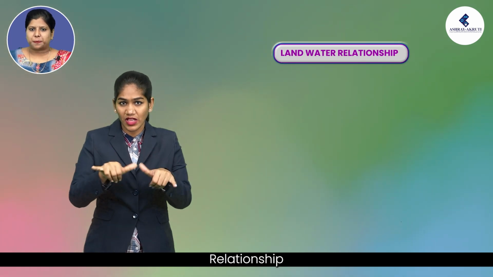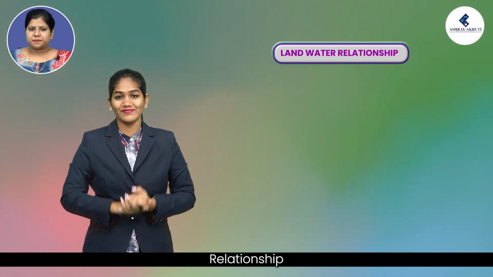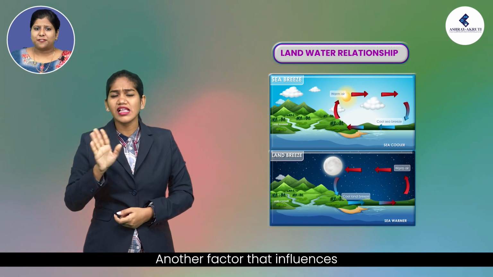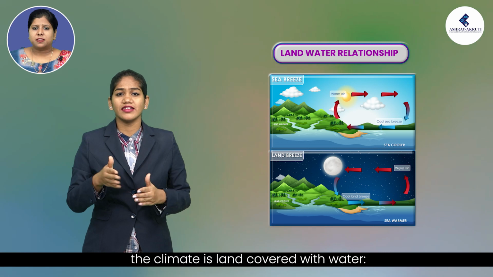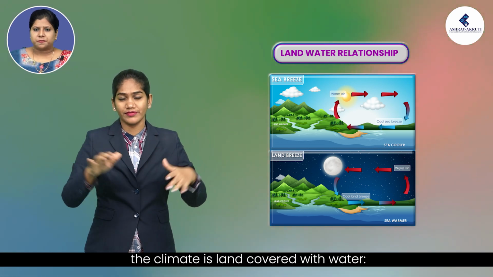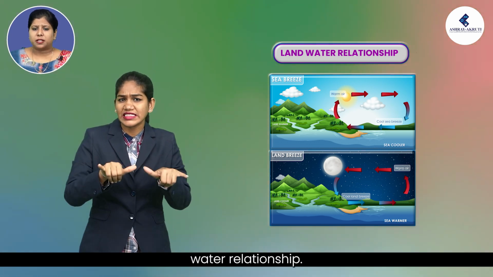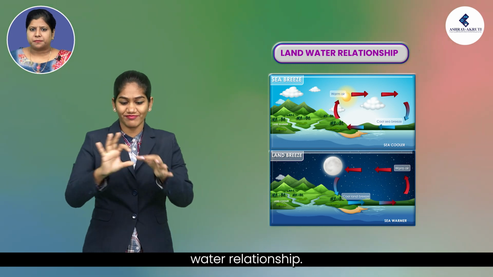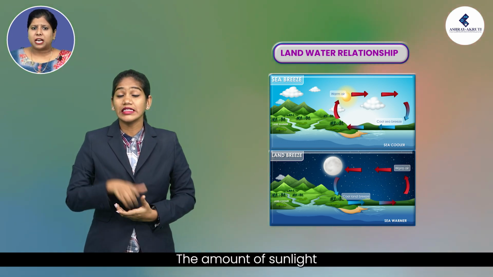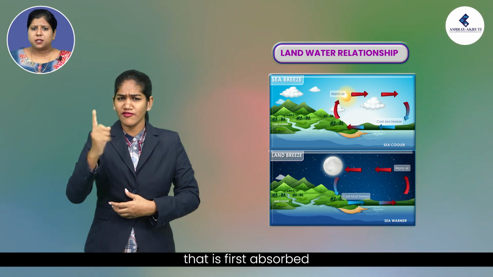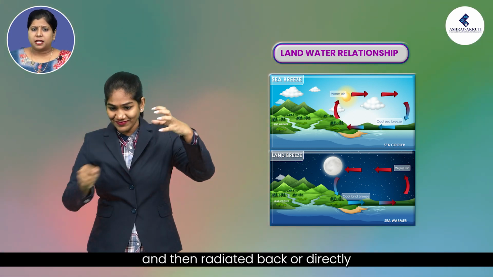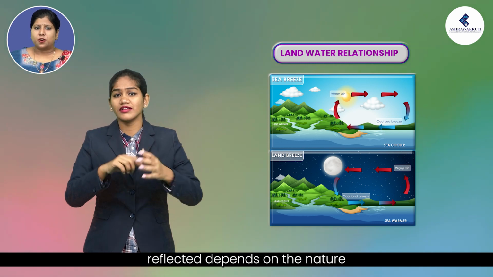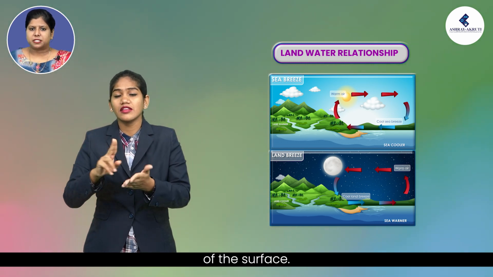Land-water relationship. Another factor that influences the climate is land covered with water. The land and water relationship. The amount of sunlight that is first absorbed and then radiated back or directly reflected depends on the nature of the surface.